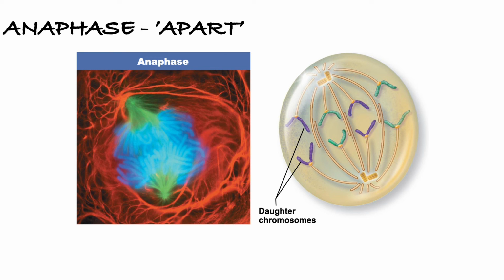The term daughter is just a generic term to let us know that they are now, due to the replication, pulled apart. They're no longer in pairs. We see the centromere splitting, causing the chromatids to become chromosomes, and they're being pulled apart by kinetochores.